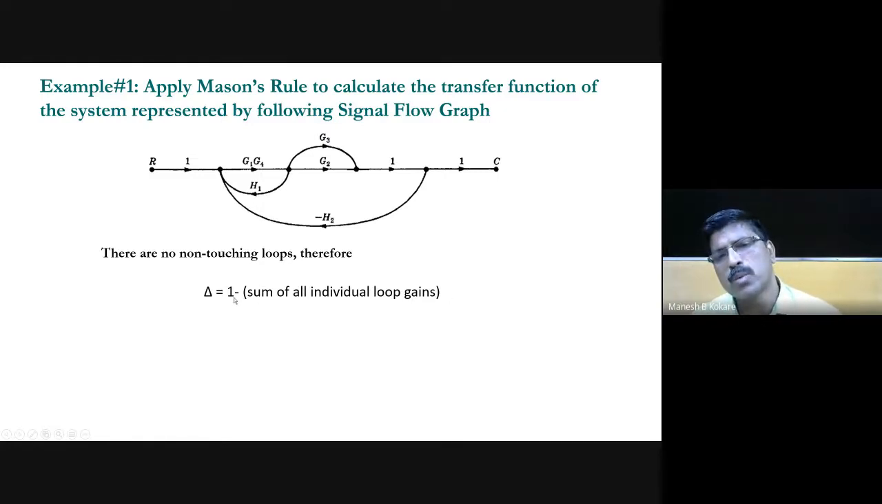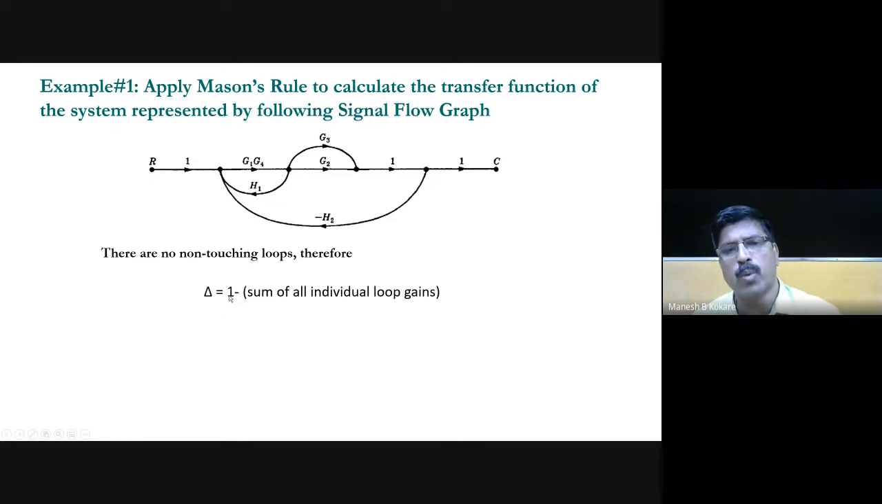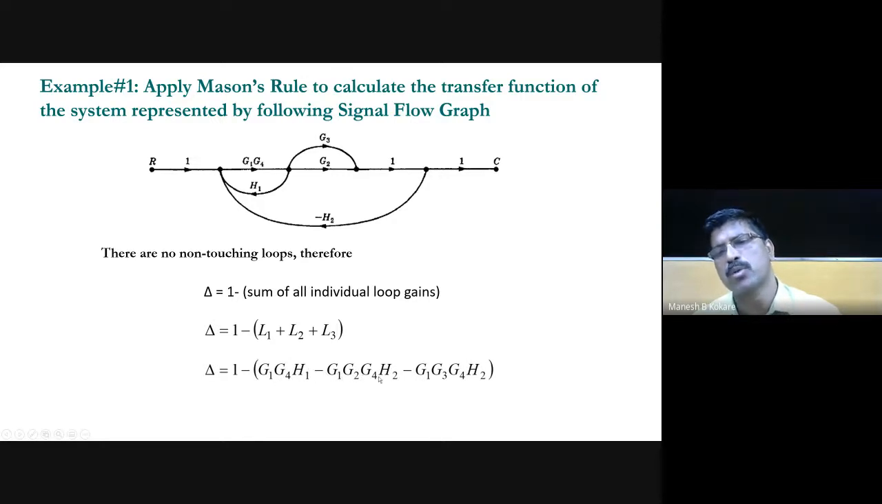Now, what is this? So 1 minus L1 plus L2 plus L3, because we have three loops, L1, L2 and L3. So we got the value of delta as 1 minus L1 plus L2 plus L3. So if you put the value of L1 here, G1, G4, H1 minus Z1, Z2, Z4, H2 for this L2, and this L3 is minus Z1, Z3, Z4, H2, right?